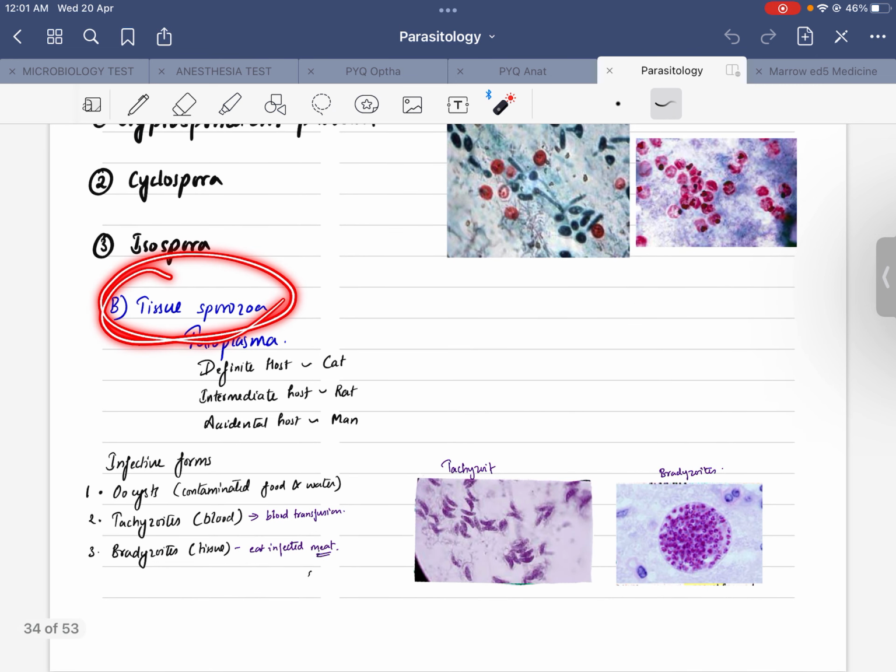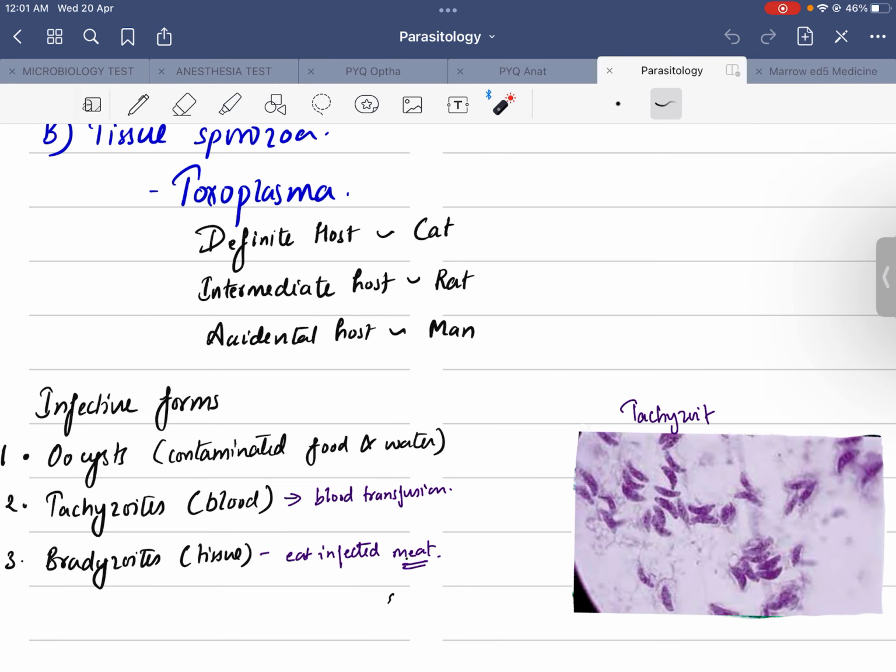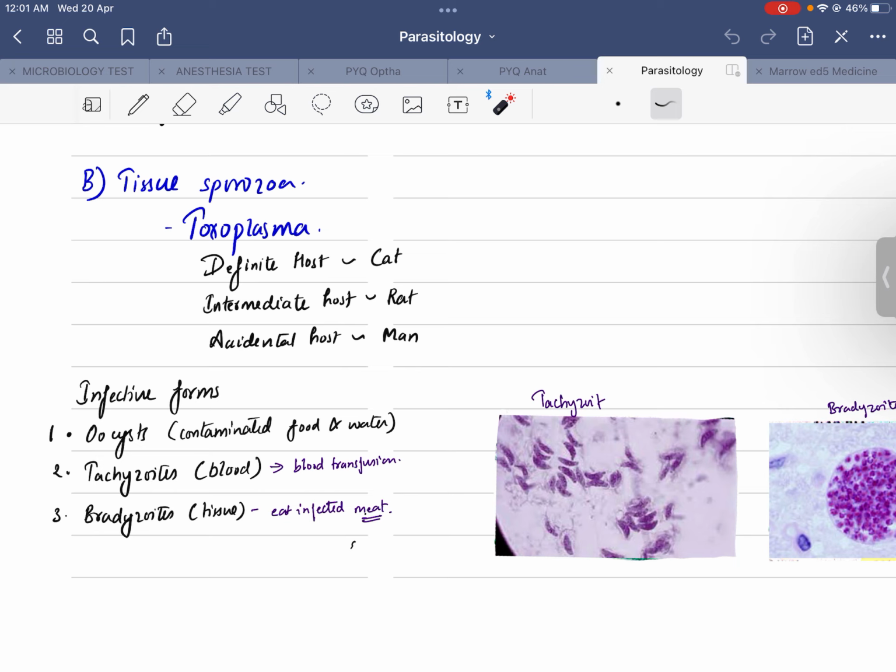Next you go to the tissue sporozoa. Now in this tissue sporozoan, you have your Toxoplasma. Now Toxoplasma can have three forms, okay? Oocysts, tachyzoites and bradyzoites. Now all these three forms are infective, okay? Where do you get the oocysts from? The oocysts, you will get from contaminated food and water.